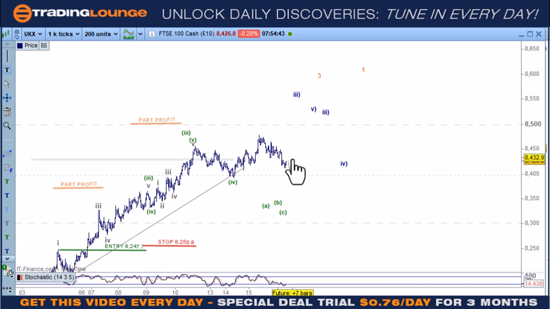May have one more little move down, because I'm thinking of this as a little ABC pattern, so a 3, 4, 5 to finish that third wave off, and then this one here, and then this one. So I think it's a bit like this.